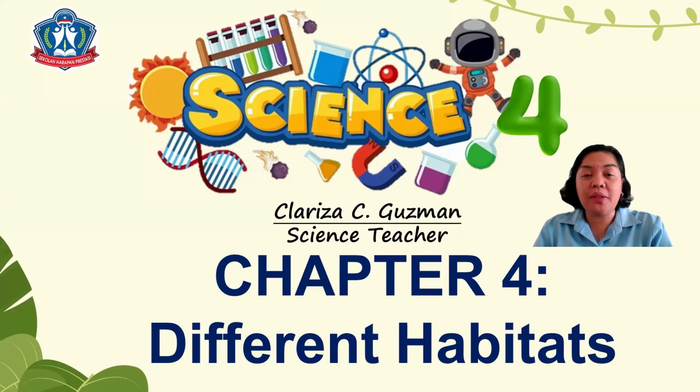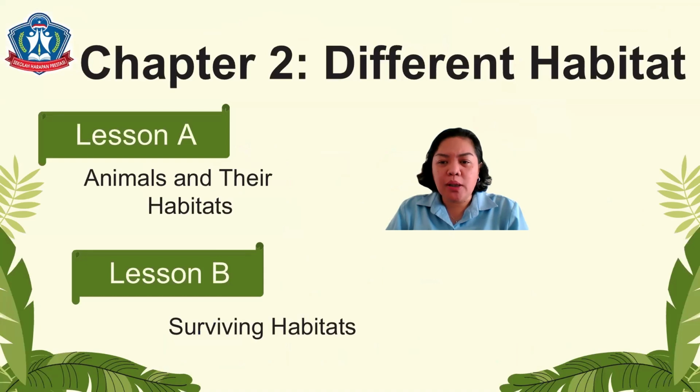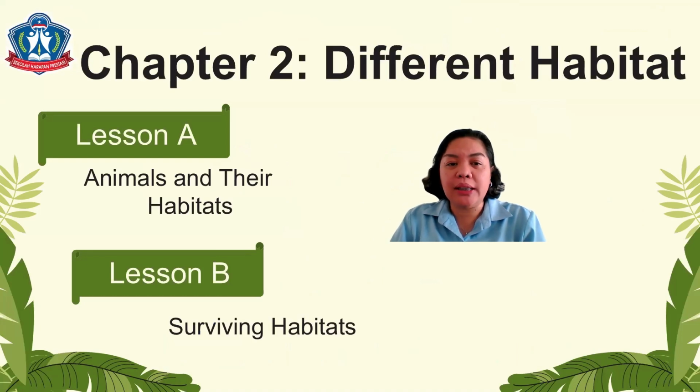We are now on chapter 4 and we will talk about the different habitats. Are you familiar with this lesson before? Okay, come on, let's start. For this chapter or unit, you will learn two lessons. We have Lesson A, Animals and their Habitats, and Lesson B, Surviving Habitats.